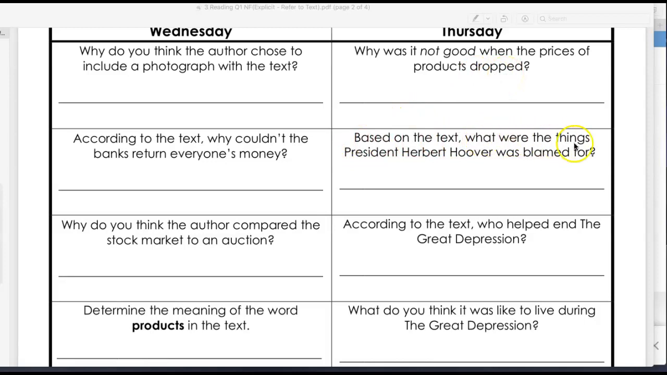Based on the text, what were the things President Herbert Hoover was blamed for? According to the text, who helped end the Great Depression? What do you think it was like to live during the Great Depression?